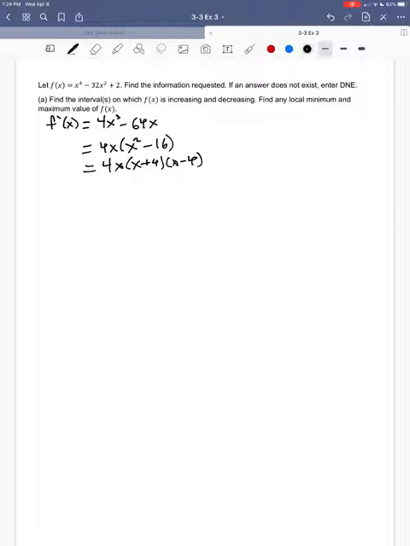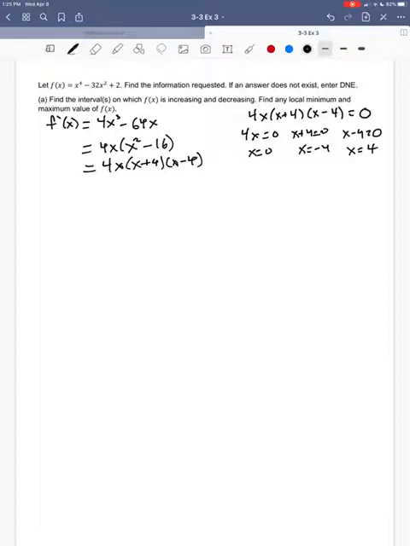Now, to find the critical numbers, I want to know where this derivative is equal to 0. So if I set the whole thing equal to 0, I will get this product equal to 0. And then I need to remember that if I'm multiplying three things together and I get 0, that can only happen if one of the things is equal to 0 itself. So I set each factor equal to 0 and solve the resulting equations. Pretty easy to do here. I just get x is 0, x is negative 4, or x is positive 4.